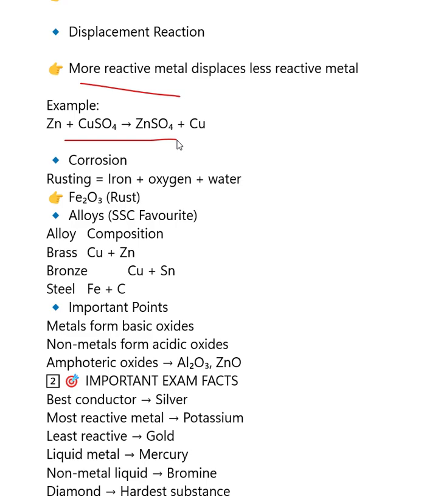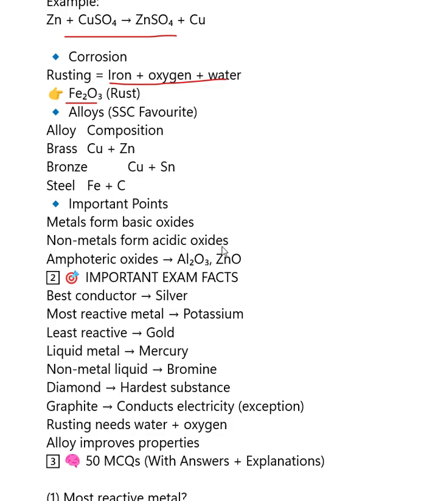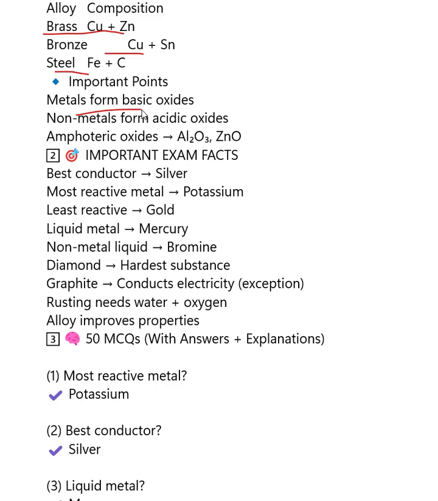Corrosion is basically the rusting of iron, where iron plus oxygen with water forms rust, which is Fe2O3. Alloys' composition: brass, copper and zinc; bronze, copper and tin; steel, iron plus carbon. Metals form basic oxides, and non-metals form acidic oxides. Amphoteric oxides are ZnO and Al2O3.